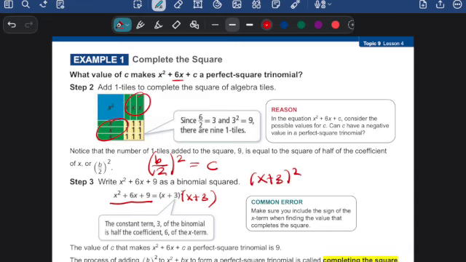This method is called completing the square. So you'll want to remember this strategy.